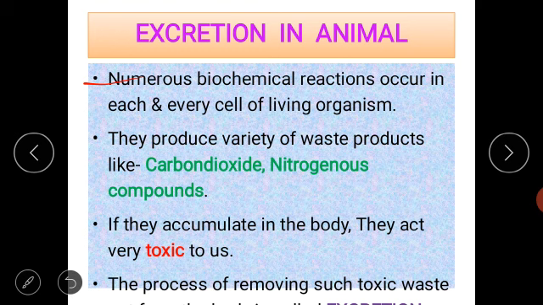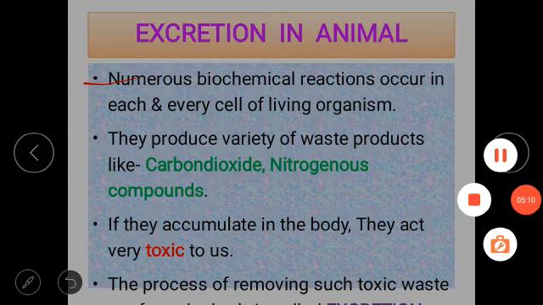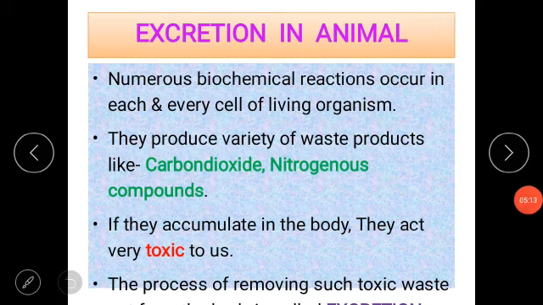Whenever food is oxidized by using oxygen, the end product produced is carbon dioxide. Whenever protein is digested by each and every cell, it produces the nitrogenous compound. If they accumulate in the body, they act very toxic to us. Whenever waste products accumulate in our body, they act as very poisonous or toxic substances to our body. They may hamper the normal functioning of our body.